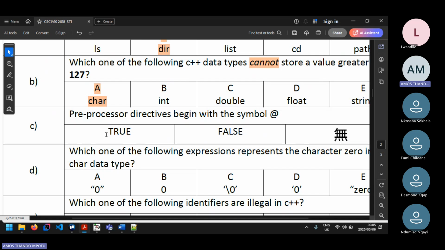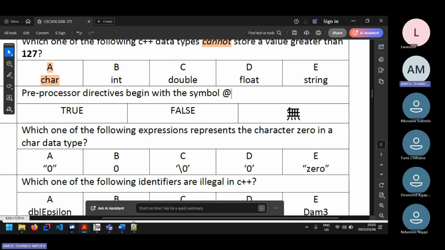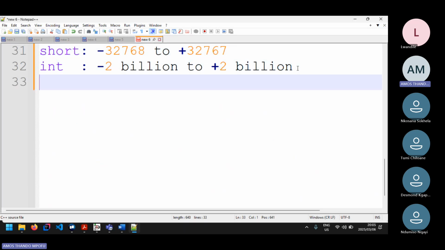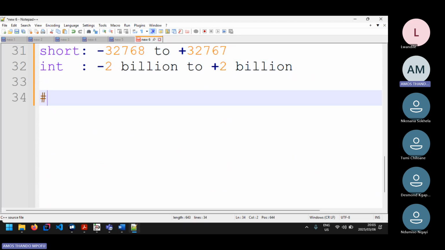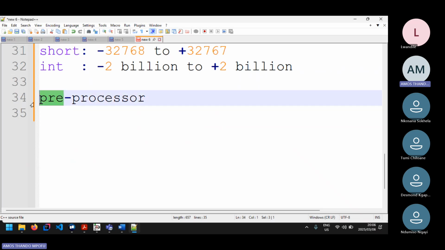So in C, question C, preprocessor directives begin with the symbol at. False. This is 3 marks. What is a preprocessor directive? Preprocessor directives are just instructions sent to the preprocessor to tell it to perform a specific task. The preprocessor is called pre because it's before processing, right? Remember, pre means before. So this is called before processing your code.